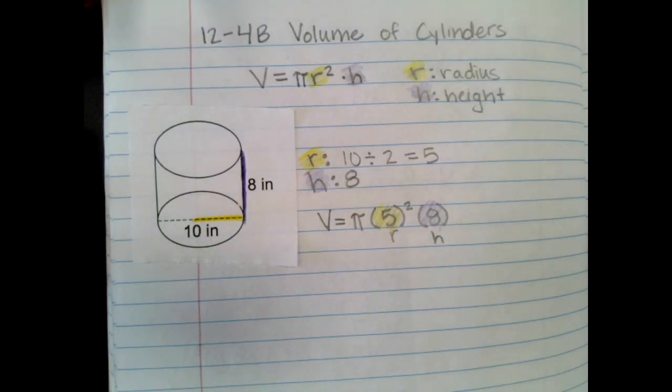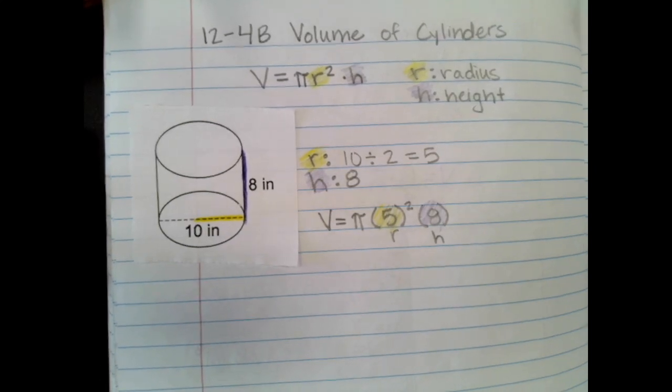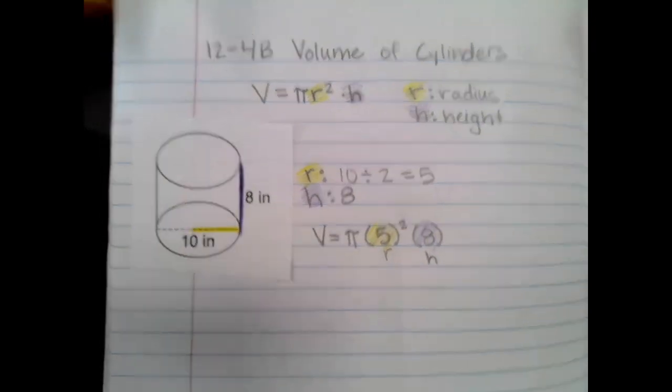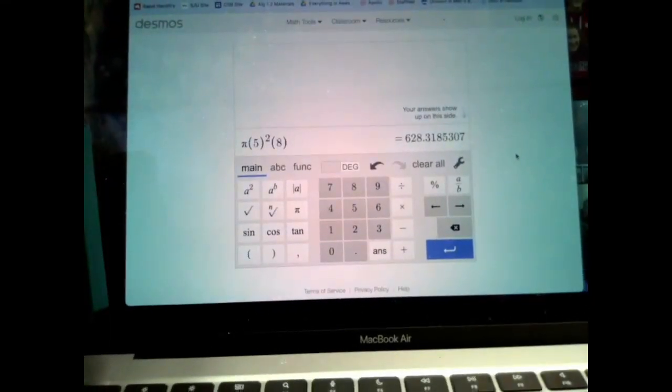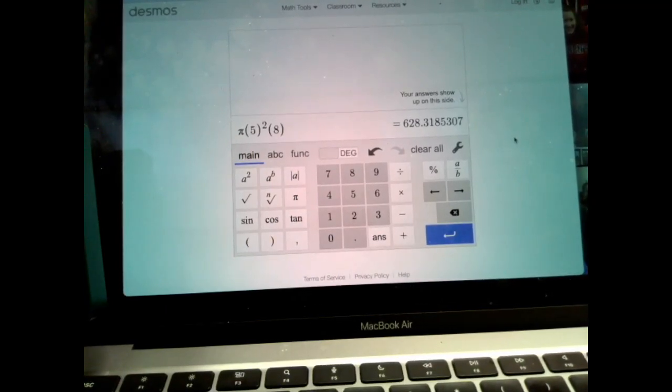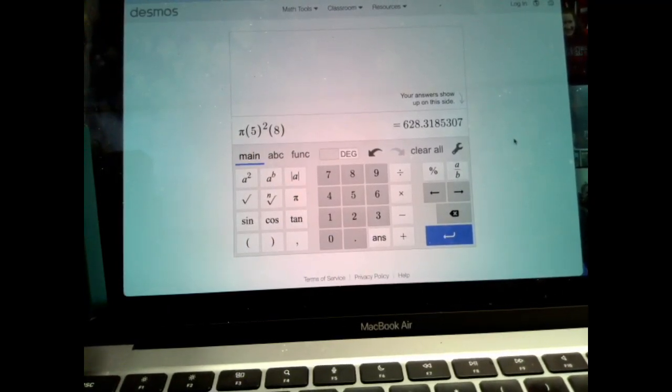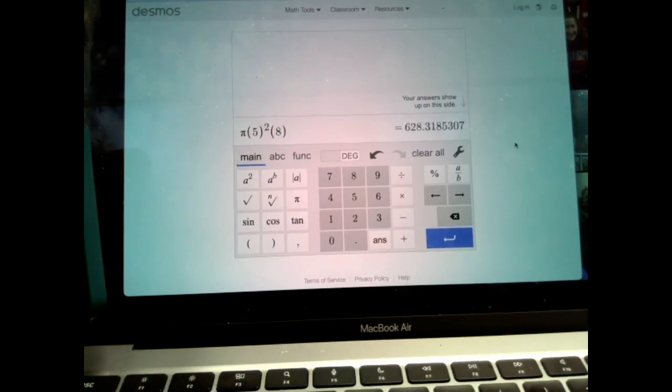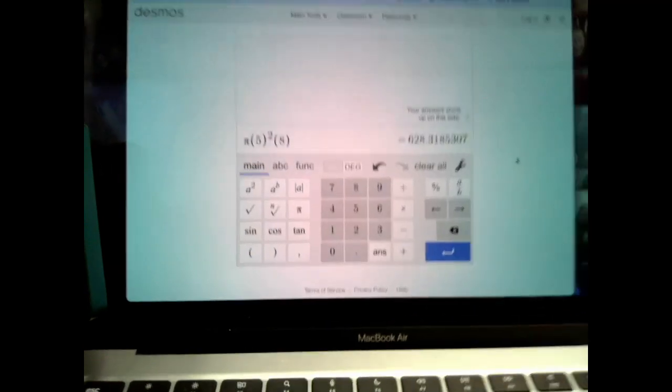Alright, then at that point we pull up our calculator, we're going to plug that in. Forgot my phone at my desk, so we're going to just do this. I threw it on my computer, so what are we going to get for our answer here? 628.3 or 628.4? Good, 628.3.